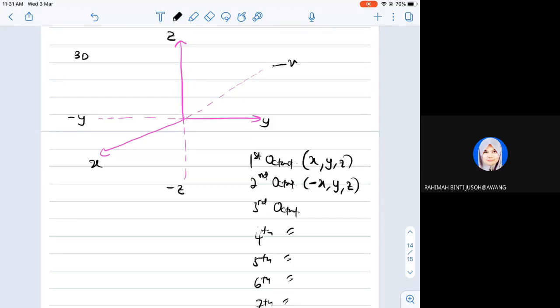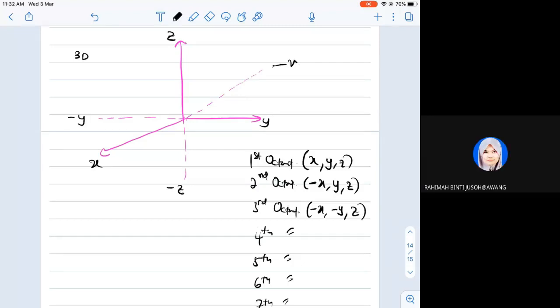Okay, third octant kat mana? Tadi first octant, second kat belakang, third kat mana? Dia lawan arah jam tau guys. Belakang. Very good. So belakang, X negatif. Okay, Y. So Y negatif ke positif? Negatif. Betul. Kenapa negatif? Sebab dia sebelah kiri. Okay, good. How about Z? Z positif ke negatif? Positif. Okay, very good. Well done.